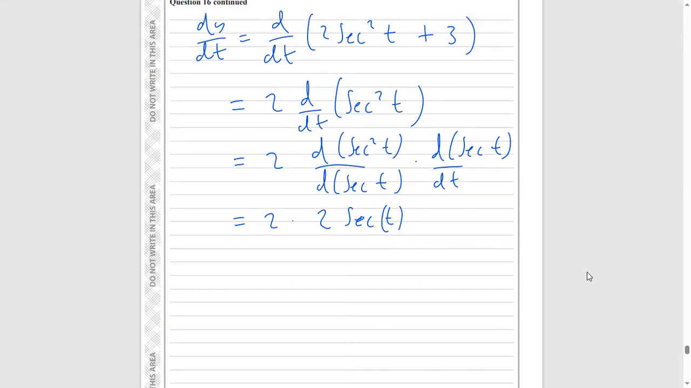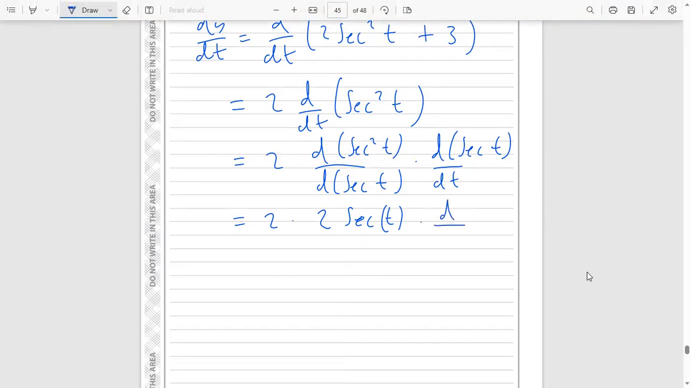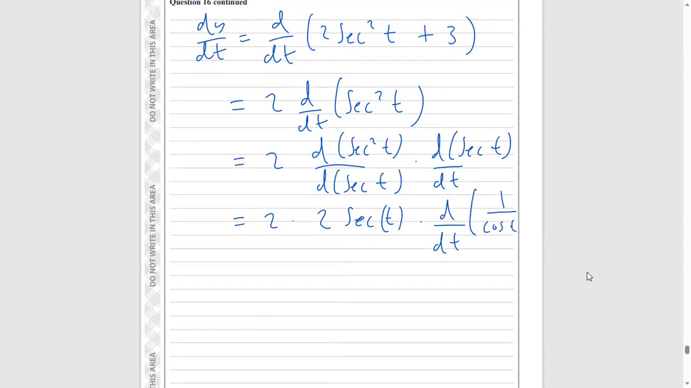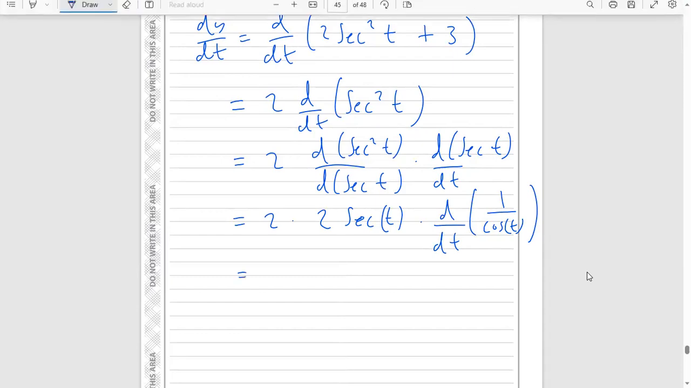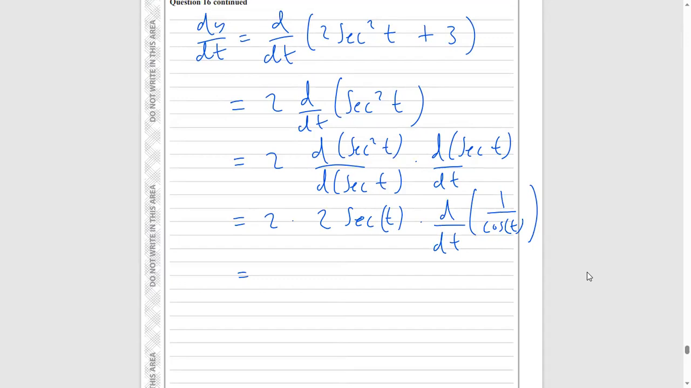And then differentiating sec. If you don't know the derivative of sec, you could use, for example, the quotient rule, because remember, sec is just the same as 1 over cos t. So you could use the quotient rule to differentiate that if you can't remember the derivative of sec. I can't actually remember, but I think they give you the derivative of sec in the formula book. But if they don't, then you can just use the quotient rule here. So you get 2 times 2, which is 4, and then times sec t.